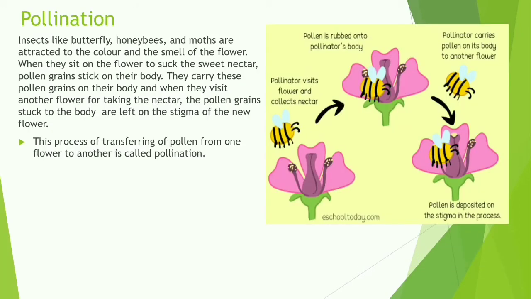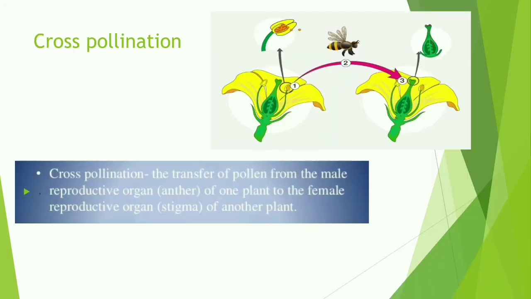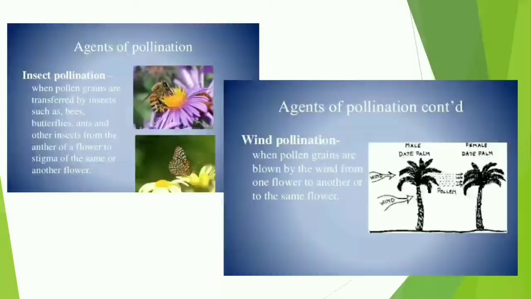Next we will learn about pollination. So what is pollination? The process of transferring pollen from one flower to another is called pollination. There are two types of pollination: self-pollination and cross-pollination. Agents who help in the pollination process are known as agents of pollination. They can be insects, wind, bats, or even birds.